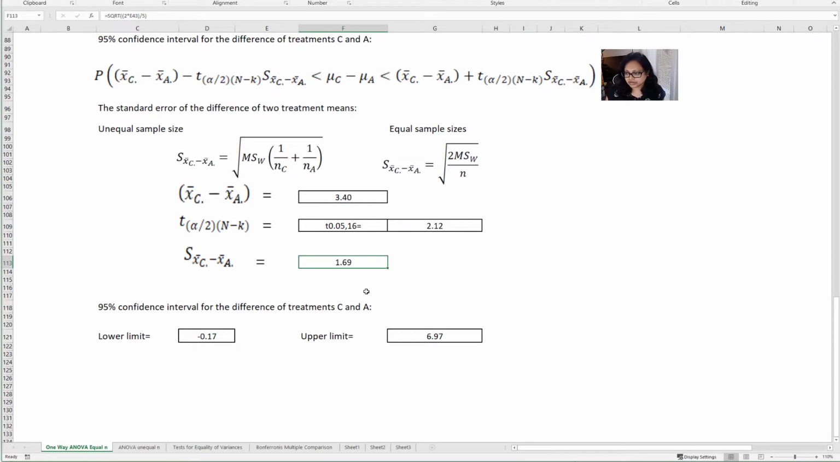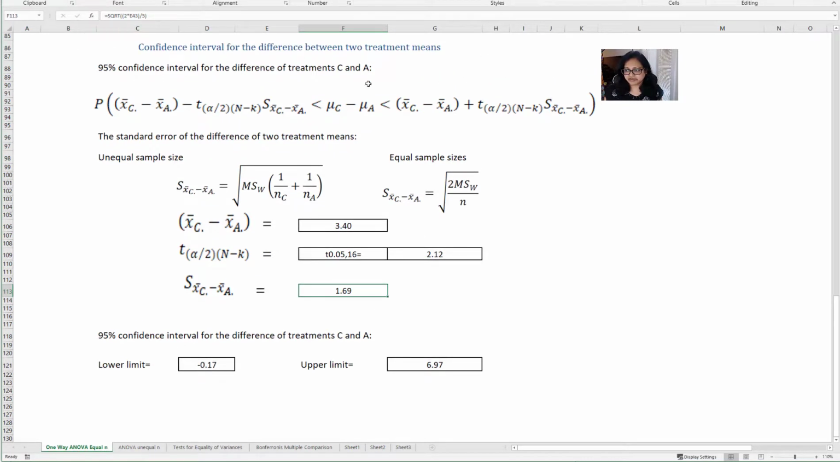And then I just used all these values I found. The difference between the sample means, 3.4, minus the t value, the same as we found before, 2.12, multiplied by the standard error of the difference between means. Okay, so that's what we did for finding the 95% confidence interval. If we have, let's say, 99%, then you have to change the t value only. If we have 90%, then you have to change the t value. That's the only difference you have.